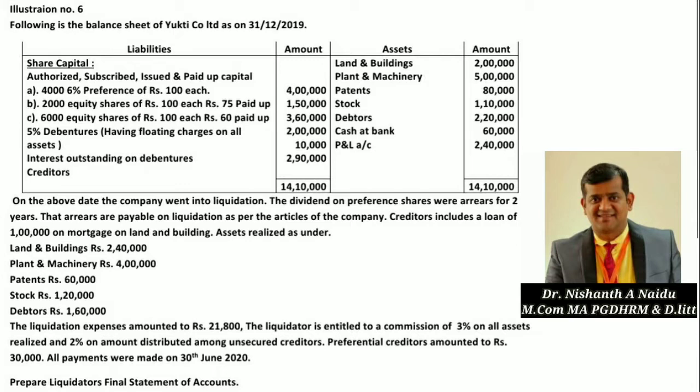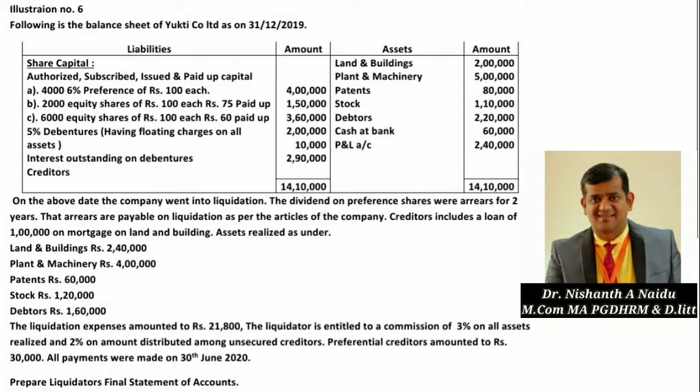In continuation, he said that creditors include a loan of rupees 1 lakh on mortgage of land and buildings. Of the creditors of 2,90,000 rupees, 1 lakh rupees is mortgaged, that is, secured on land and building. After that he said assets were realized as follows. Land and building sold for rupees 2,40,000. Plant and machinery sold for rupees 4 lakh. Patents rupees 60,000, stock rupees 1,20,000, debtors rupees 1,60,000. These realized values are the sold values of those assets.